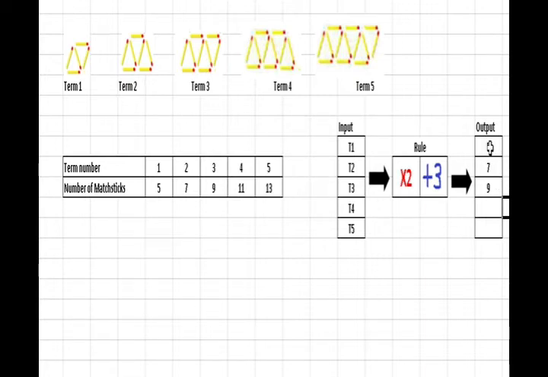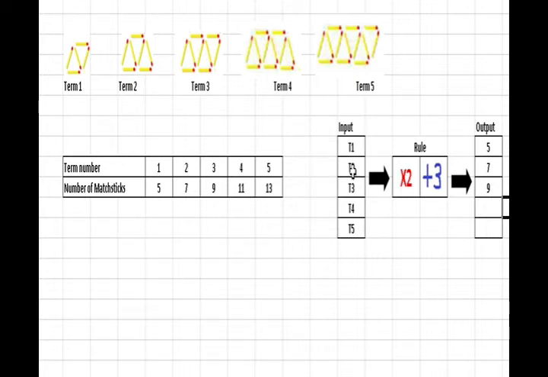Now, 5 is already given. It's not a number that I would just guess. Term 1 has 5 matchsticks, so I needed to increase my rule so that I end up with 5 matchsticks as my output. Now, this rule will only work if it works for term 2 and term 3 as well. We cannot use this rule if it only applies to the first term. So let's check it out.